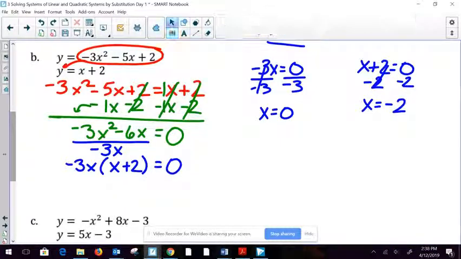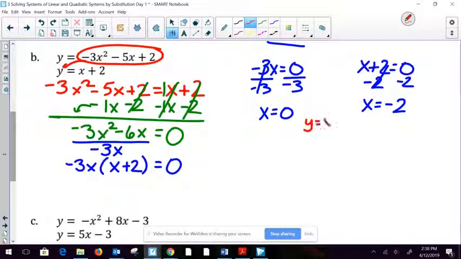Now that I have my x values, I need to pick an equation, and it doesn't matter which one, to substitute it back into. And like I said before, your linear equation is easier. So my linear equation is y equals x plus 2. So instead of saying x, I'm going to say 0 plus 2. So y is equal to 2. The first place that they would intersect is at the point 0, 2.